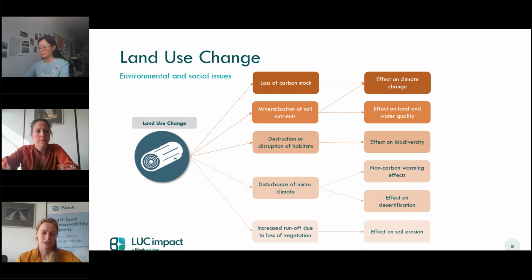Next to that, due to the loss of vegetation, there's increased runoff, which is causing a lot of loss of the topsoil, so soil erosion. And these are just a couple of the effects that are related to land use change on the environmental side, and of course also on the social side.